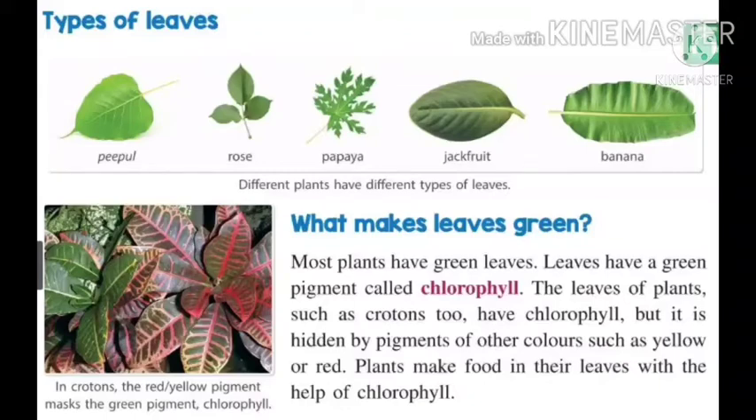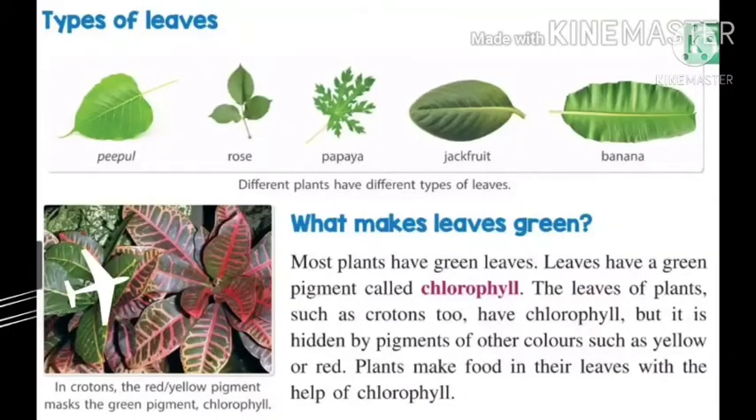Okay, like the croton plants. Can you see the picture on the left side? The colorful leaves it has. So these are the leaves of croton plants. Here the leaves are red, but it doesn't mean that the leaves do not have chlorophyll. These leaves also have chlorophyll, but the green color is hidden by other colors like red or yellow. And with the help of chlorophyll, they make their food. It means plants make their food with the help of chlorophyll in their leaves.